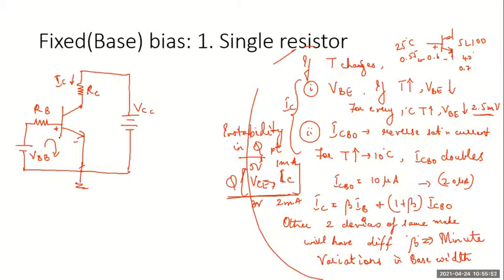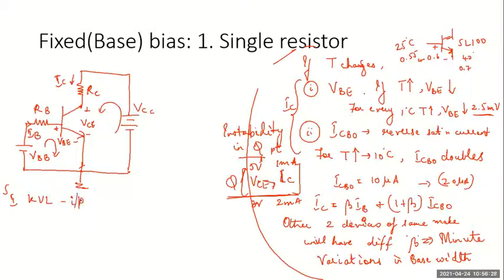How do we analyze biasing circuits? We just have to apply KVL to the input loop so that we will be able to decide the value of base current. Then we will apply KVL to the output loop so that we will be able to decide the value of collector emitter voltage. Remember, the transistor has a fixed base emitter voltage and a variable collector emitter voltage. So the first step, step 1, KVL to input.